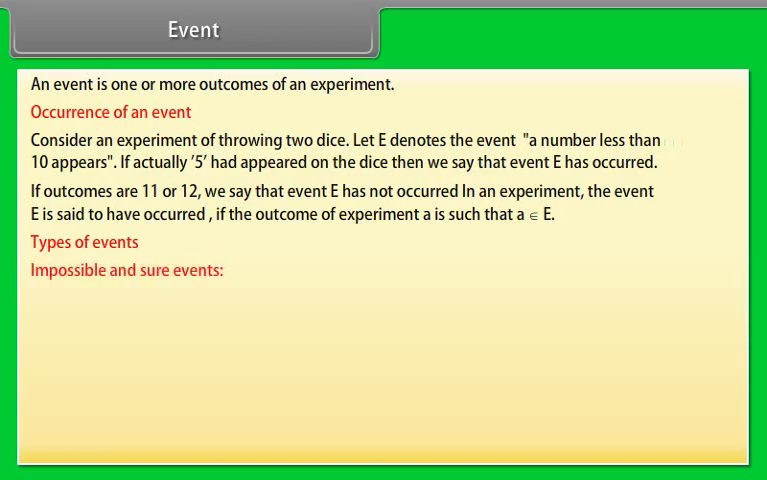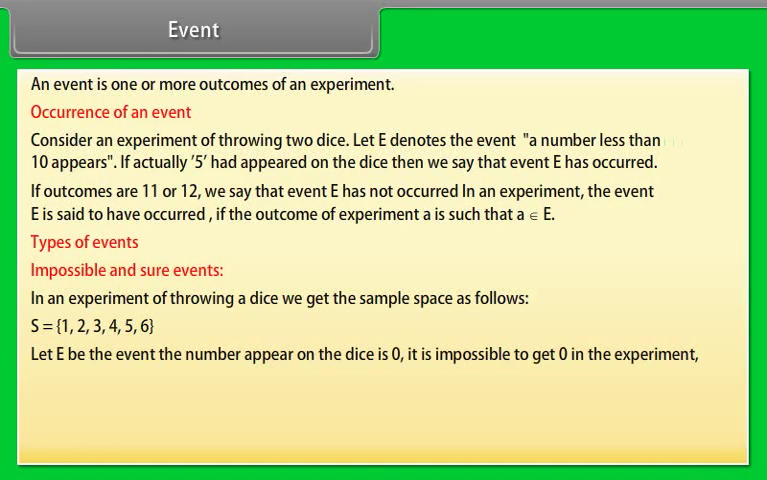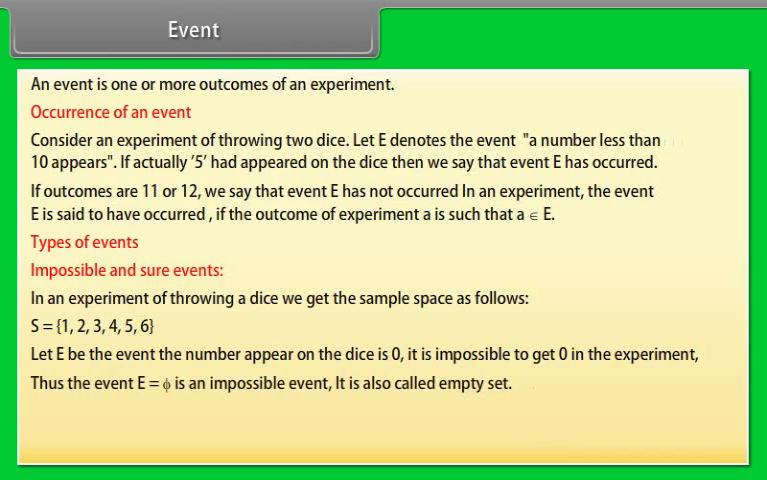Types of events. Impossible and sure events. To understand it, let's take an example. In an experiment of throwing a dice, we get the sample space as follows. S is equal to {1, 2, 3, 4, 5, 6}. Let E be the event that the number appearing on the dice is 0. It is impossible to get 0 in the experiment. Thus, the event E is equal to phi, an impossible event. It is also called empty set.